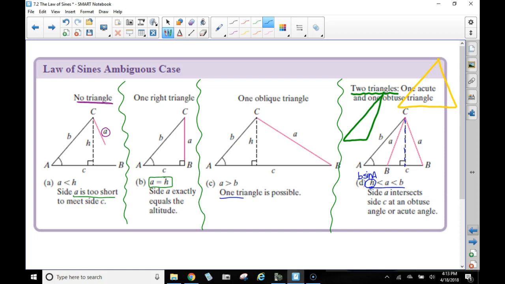All right, so in 7.2, it's the law of sines. Let's do that homework. Work as much of it as you can by next time.